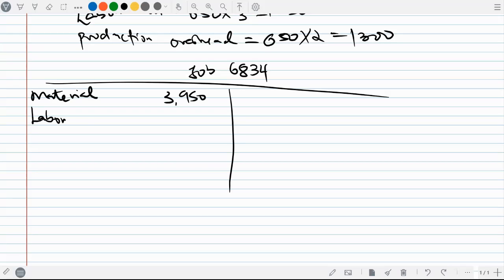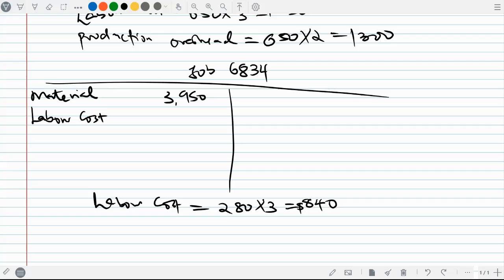Labor. Okay, labor cost, we need to do working for that. Labor cost will be equal to the number of hours for the job, which is 280. The cost per hour is 3. Therefore how much? 840. Confirm, 840. Yes. Okay, labor cost, therefore 840. What else do we have?